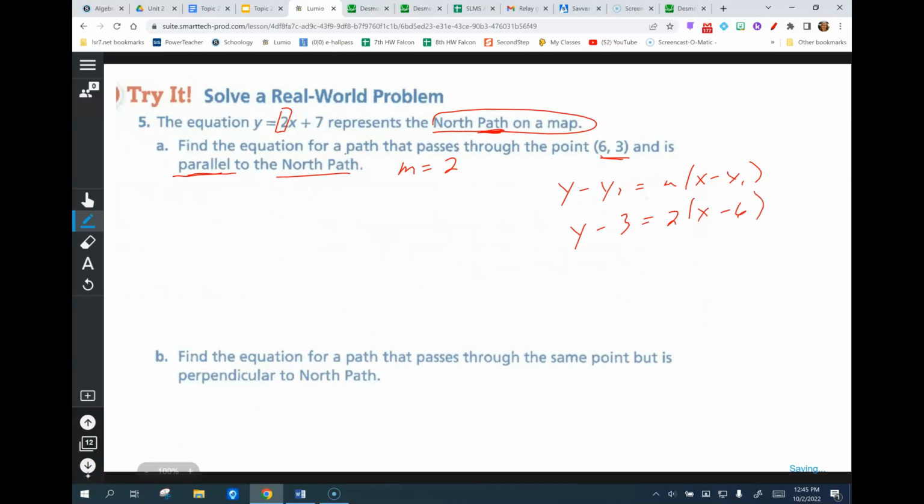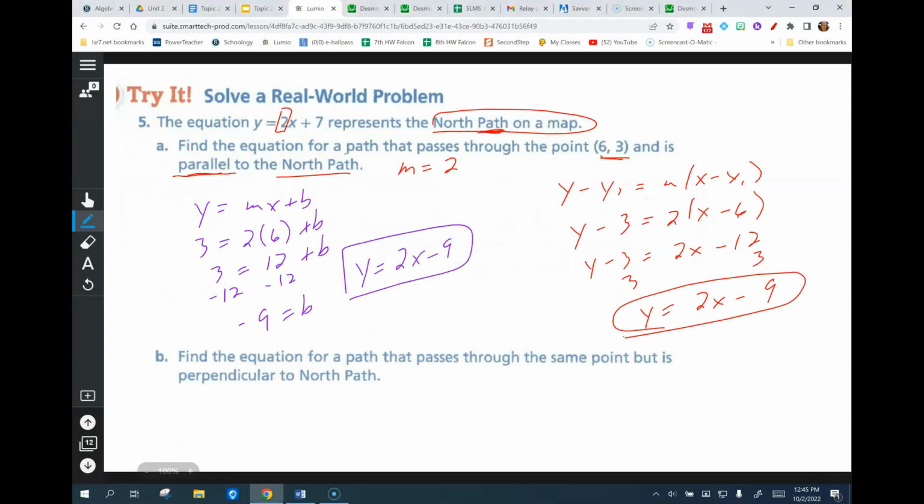And we're just going to simplify it and get it in slope-intercept form. Y is equal to 2x minus 9. Okay? I will also do slope-intercept. So if you prefer slope-intercept, this is what your work should be looking like. You'd, of course, get the same equation.